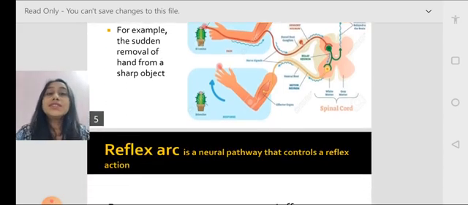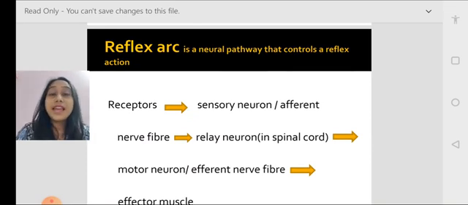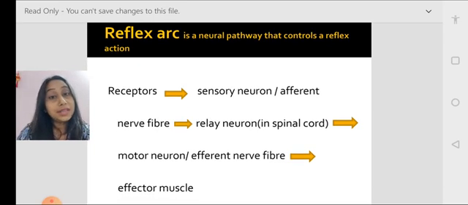Now, what is reflex arc then? Reflex arc is a neural pathway that controls reflex action. So we have studied reflex action. There is a pathway through which the reflex action will work. That pathway is called reflex arc. The pathway, how the impulse will go to the spinal cord, how the impulse will come back from the spinal cord, that road, that route, that is called reflex arc.